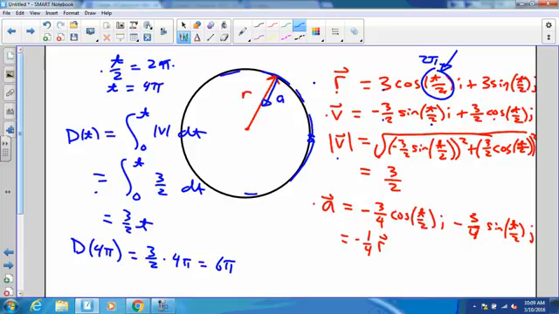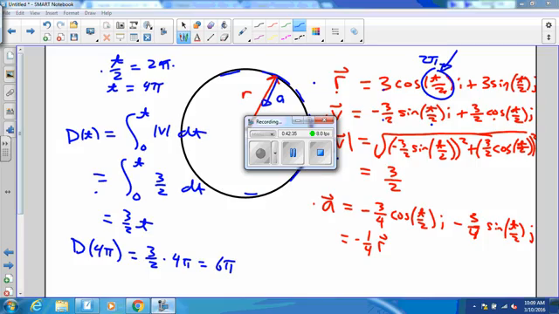But like r was 3 over 2. R was 3 times cosine of t over 2. Oh, yeah.